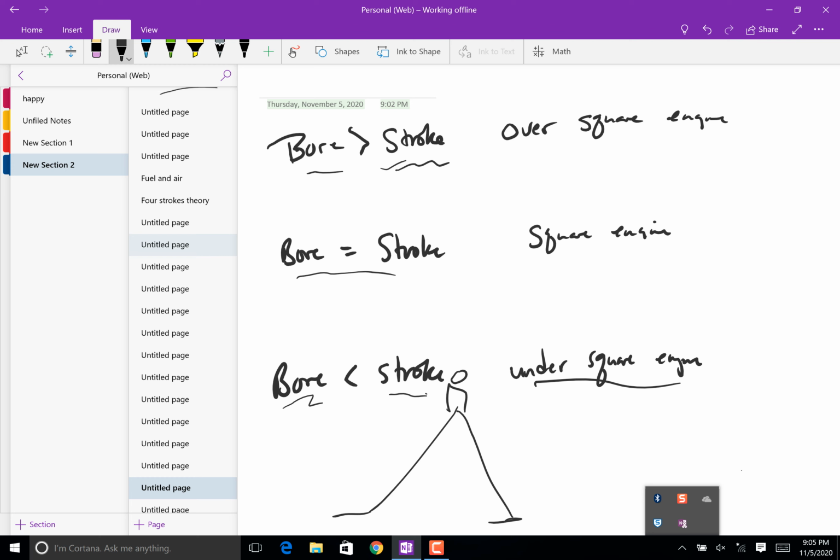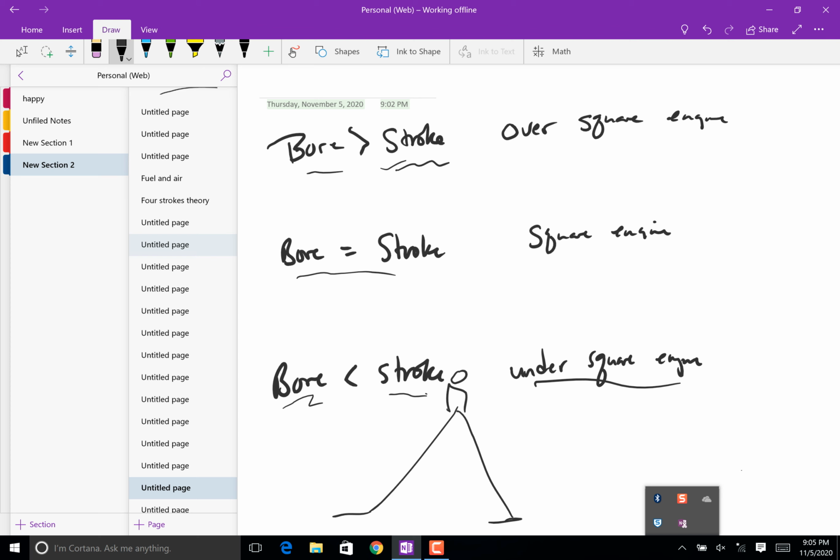A drag race engine, an engine that's going to be revving super high, like 9,000, 10,000 RPMs or something ridiculous like that, is going to be a square engine or just slightly over square, because you want a shorter stroke so the piston doesn't have to go as fast up and down. Again, we'll talk more about that later on.